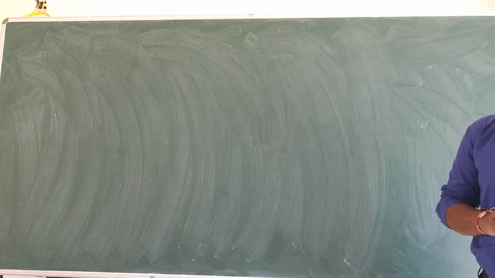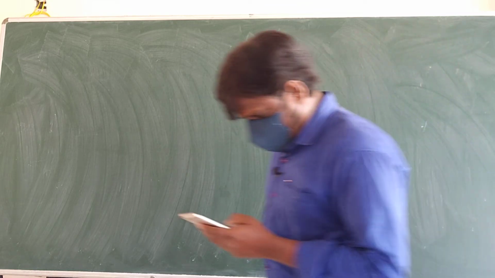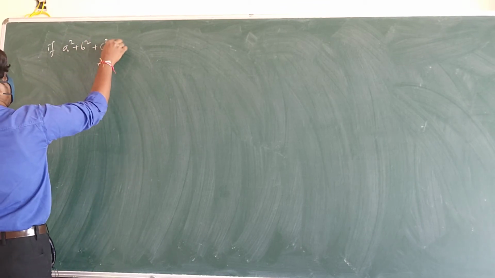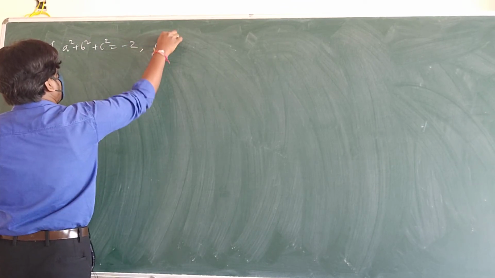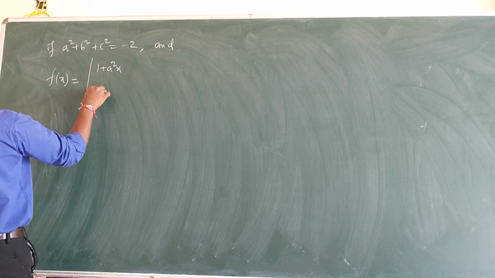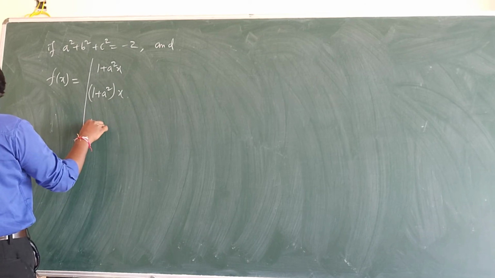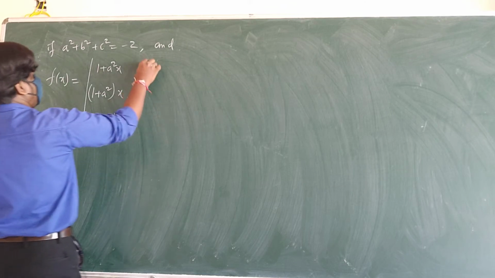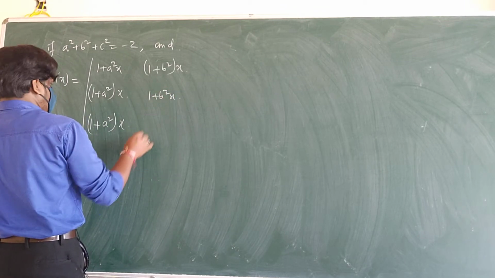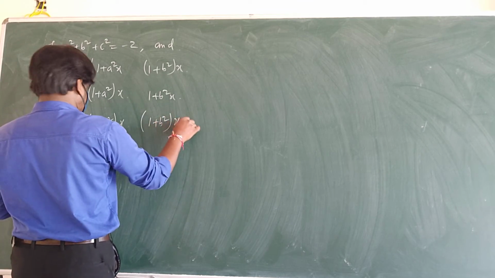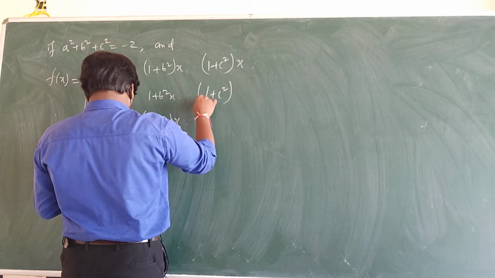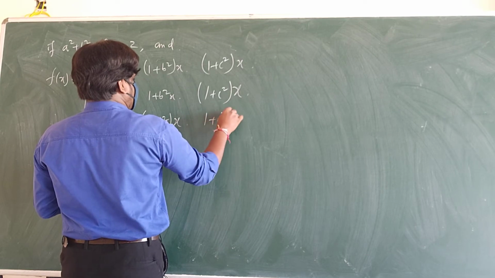Next question, JEE question. These are all JEE questions. Next question is, if a square plus b square plus c square is equal to minus 2 and f of x is equal to the determinant with rows: 1 plus a square x, 1 plus b square x, 1 plus c square x; 1 plus a square x, 1 plus b square x, 1 plus c square x; 1 plus a square x, 1 plus b square x, 1 plus c square x.